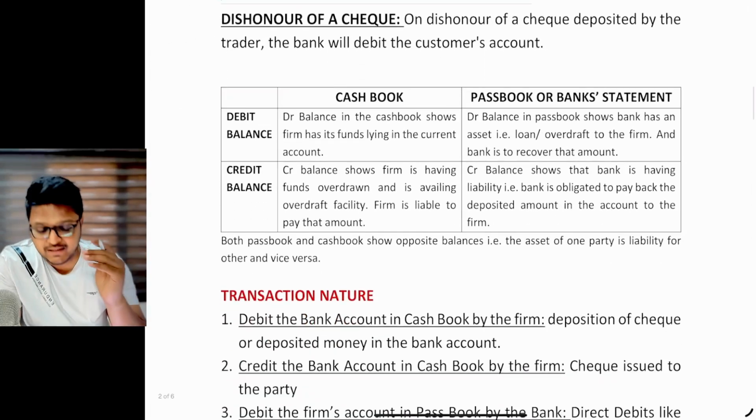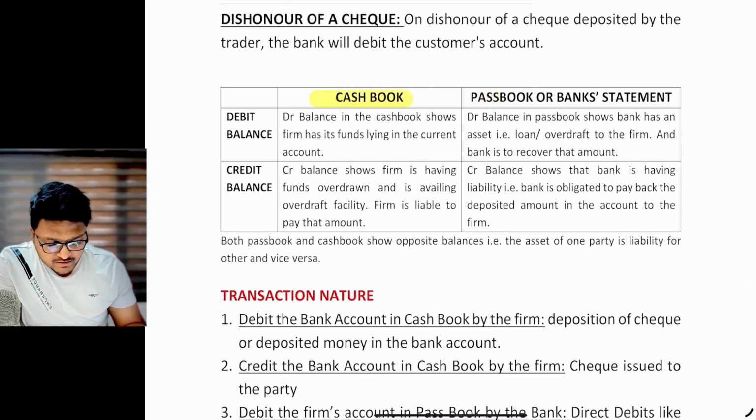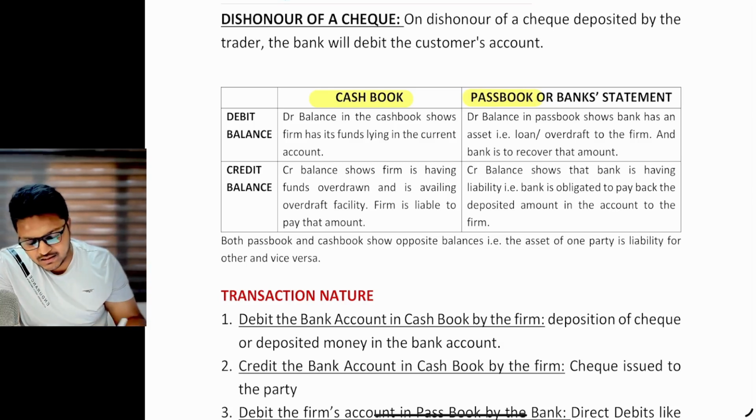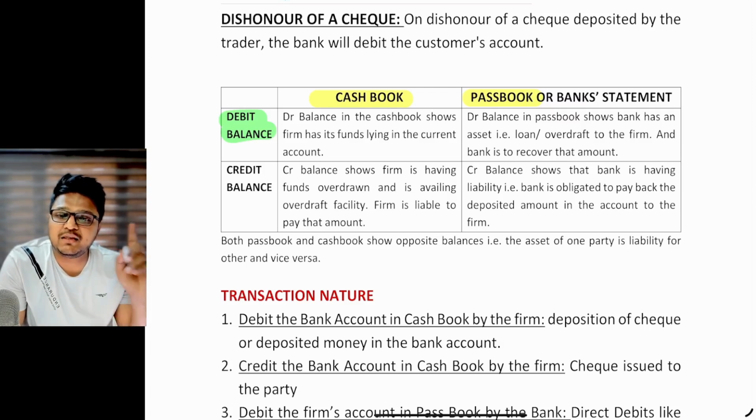Now let's understand this particular table, this particular matrix. This is very much important, kindly pay attention to it. So on one side we are having the cash book, on the other side we are having the passbook or the bank statement, one and the same thing. Now, whensoever the cash book is having a debit balance, it means you are having a current account, you are having some surplus funds lying in the current account.